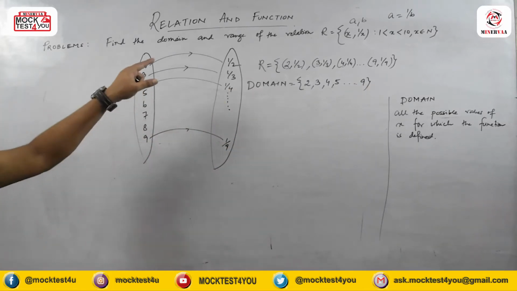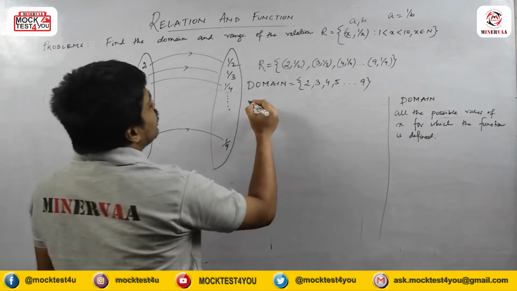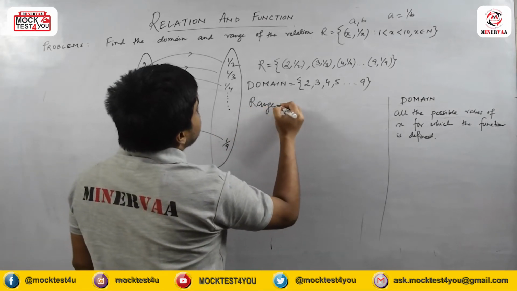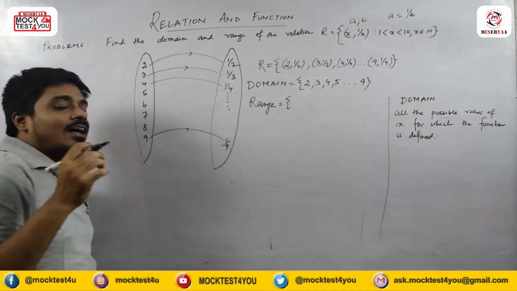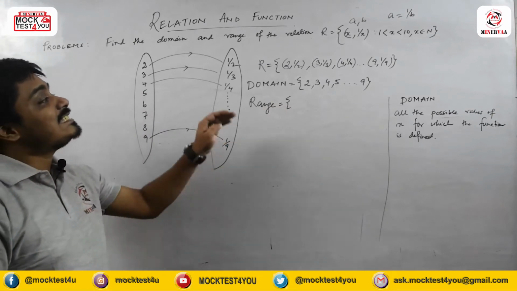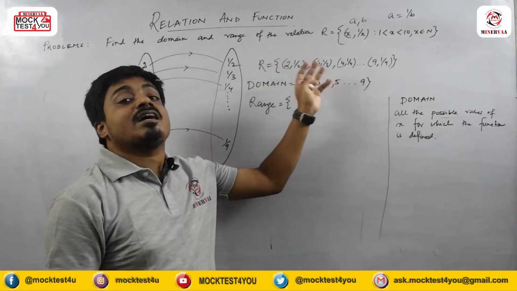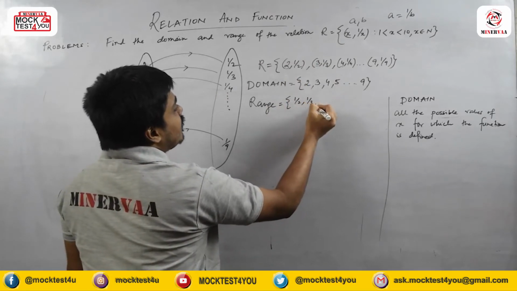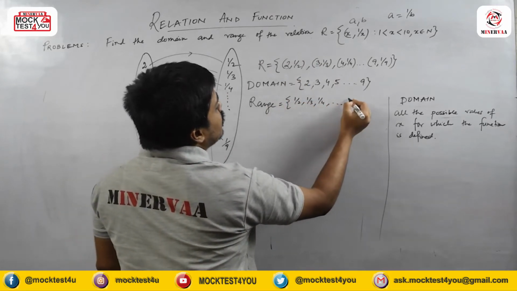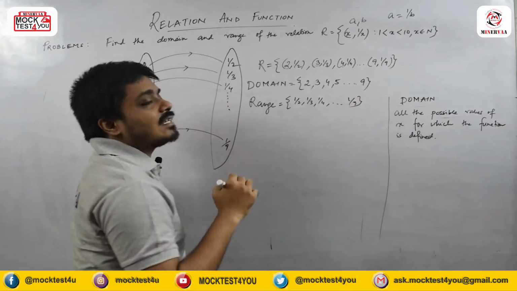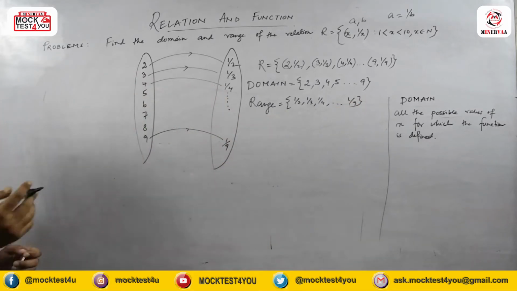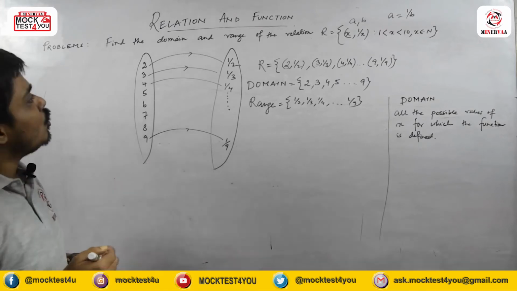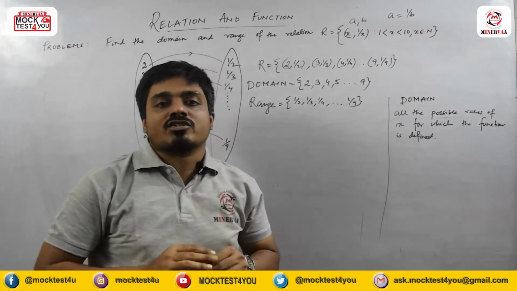Now the next thing they have asked is what is the range? Range is equal to the set of all the second elements of the ordered pairs of the relation, and that is what? 1 by 2, 1 by 3, 1 by 4, ..., 1 by 9. That's how we got the domain and range. Okay, so that's how we finish the question.